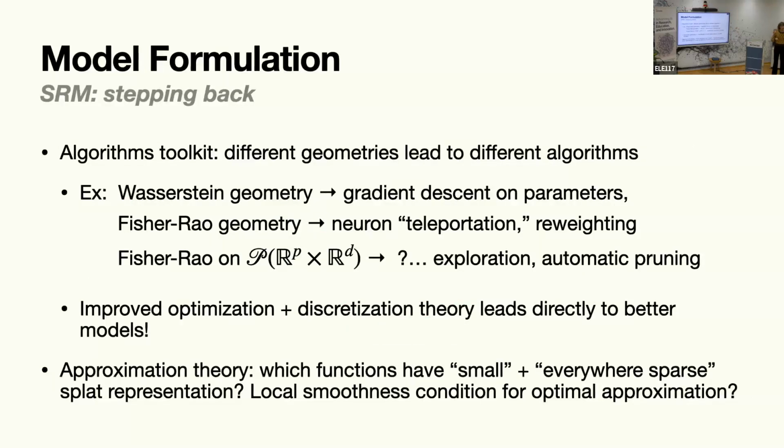Okay. We have some predictions, or I guess the hope for soon follow-up work is to understand how these different geometries actually lead you to specific heuristics. We're also especially interested in an approximation theory for these functions. So I ask which functions have small and everywhere sparse splat representations. By this I mean small k, very few splats, and very little overlap. And these are the ones which are highly efficient to perform inference or training.